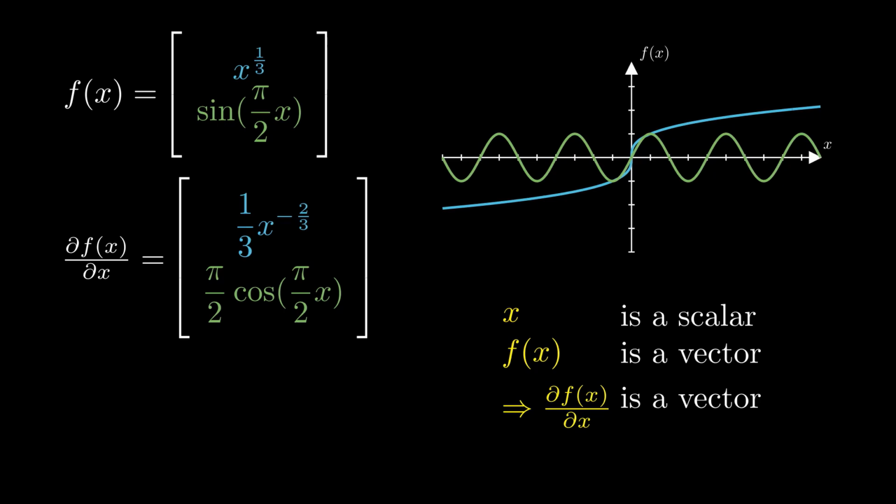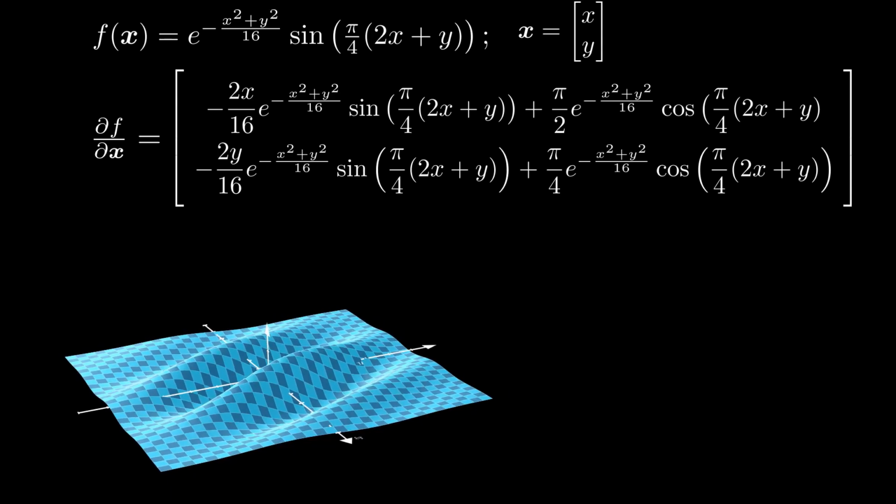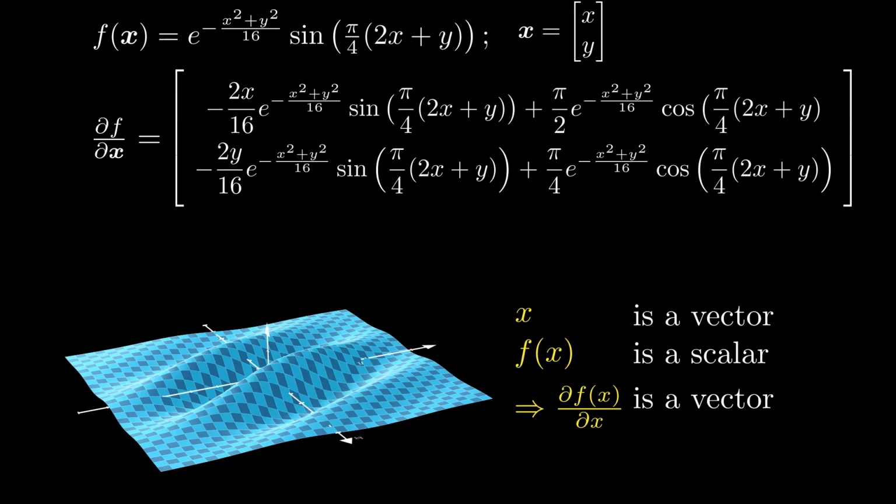But what happens when x itself is a vector? This plot shows a scalar function, the z-axis in this plot is the f of x, that is a function of a vector x. The vector contains the scalars x and y. The derivative at any point on this surface can be computed, yielding a 2D vector giving us the direction of steepest descent or ascent. In this case, x is a vector, while f of x is a scalar, which means the derivative of f of x with respect to x is also a vector.